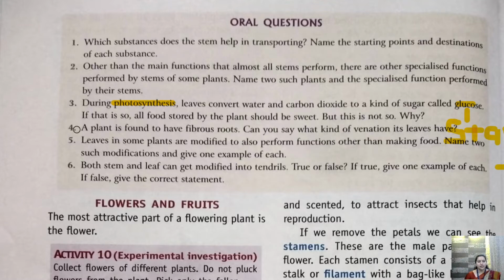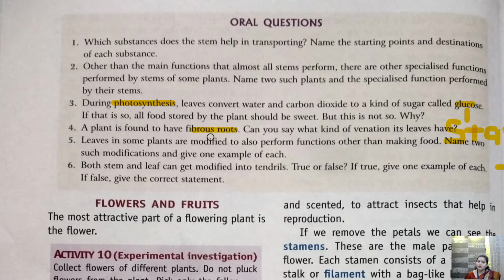Now coming to question number 4. A plant is found to have a fibrous root. Can you say what kind of venation its leaf have? So we know that when there is a fibrous root. What are the examples of fibrous root? Wheat, maize, grasses, all these are examples of fibrous root, isn't it?